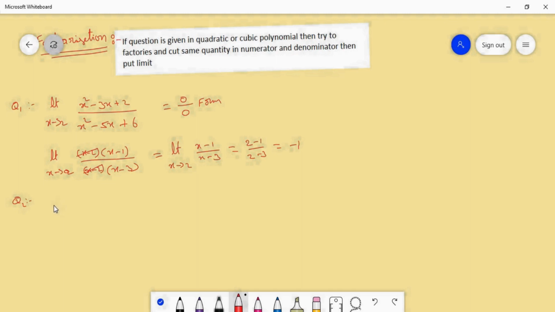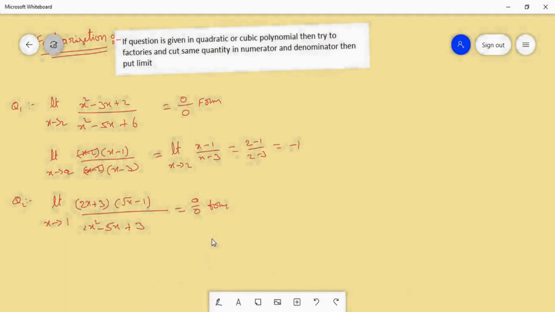Then another one, take it once. Limit x tends to 1, (2x plus 3) into root of (x minus 1) by (2x square minus 5x plus 3). How to simplify this one? See here, in the place of x apply 1: 1 minus 1 is 0, and 0 into something is 0. In the denominator, 2 minus 5 plus 3 is also 0. So it is 0 by 0 form, an indeterminate form.